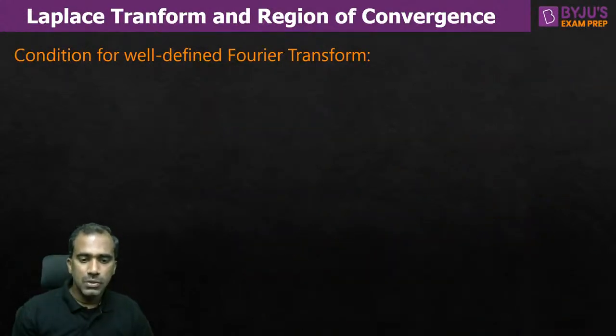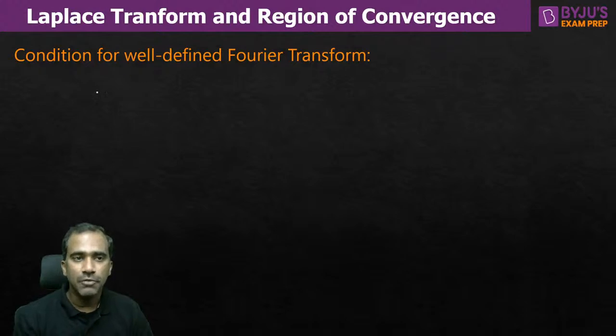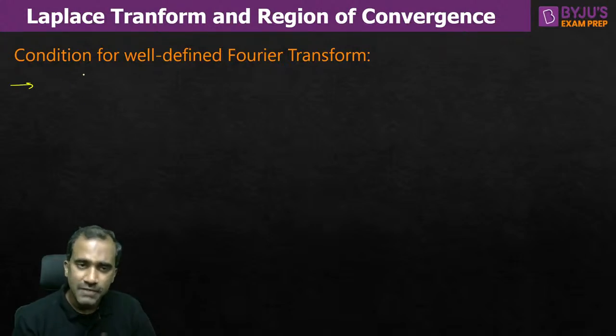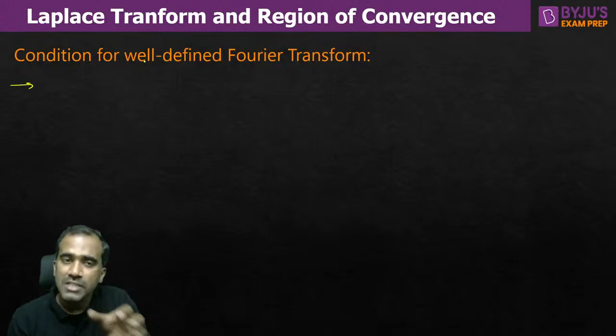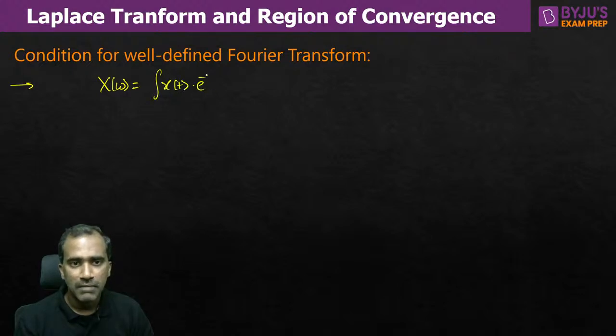Right. So what we are learning now are the building blocks. They are the foundation, which will help you understand the next parts of the Laplace transform. So, the condition for a well-defined Fourier transform. We talked about this in my Fourier transform session, but I'm going to revise it in this slide, because we have to use that condition for understanding the ROC of the Laplace transform. Let me first write the Fourier transform formula. X of omega is equal to the integration of x of t into e power minus j omega t dt, with limits from minus infinity to plus infinity.